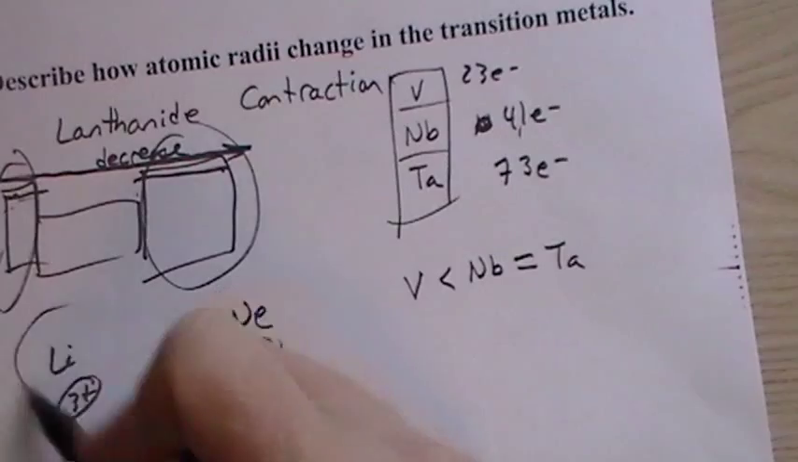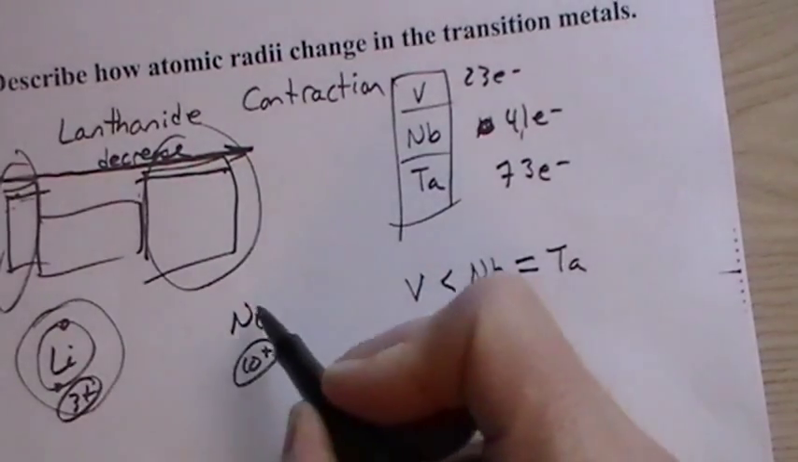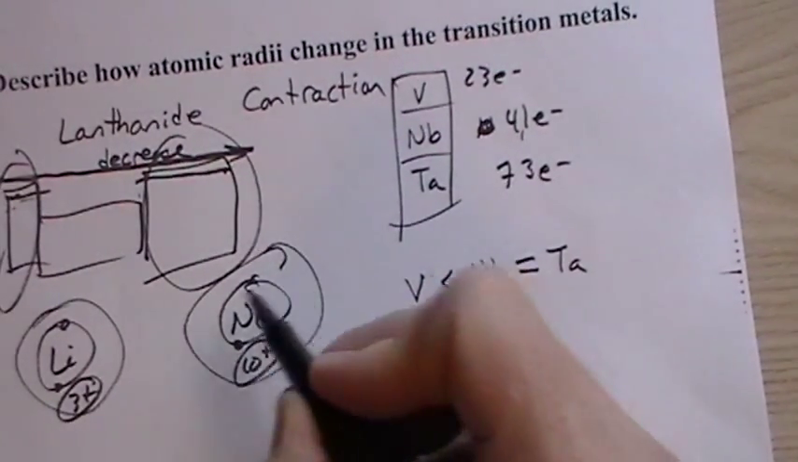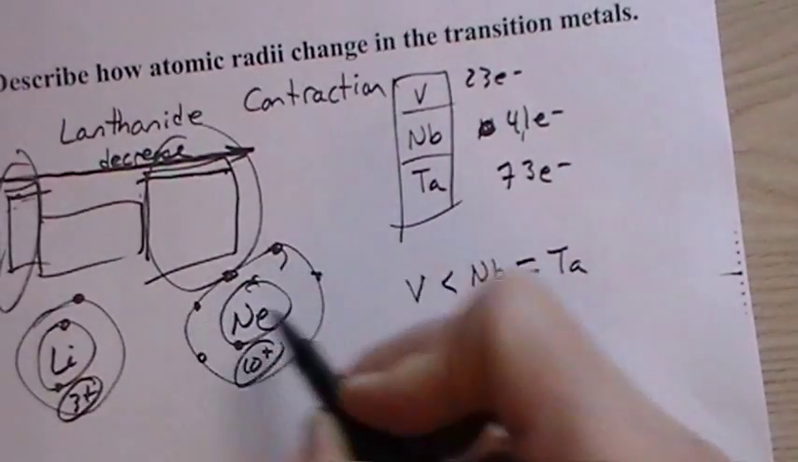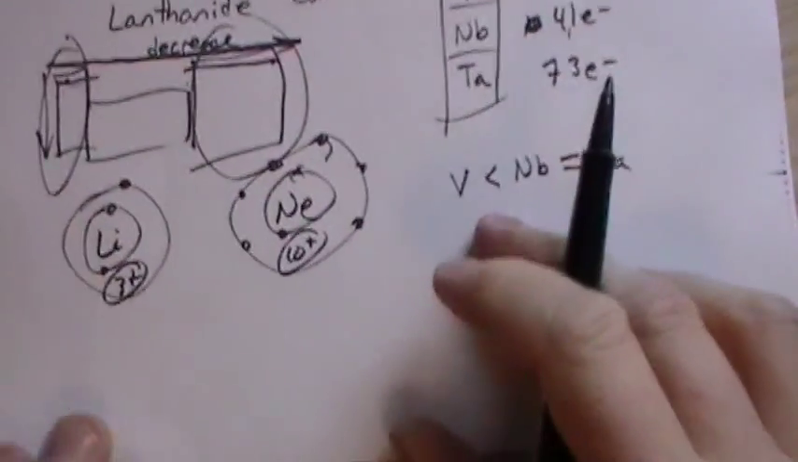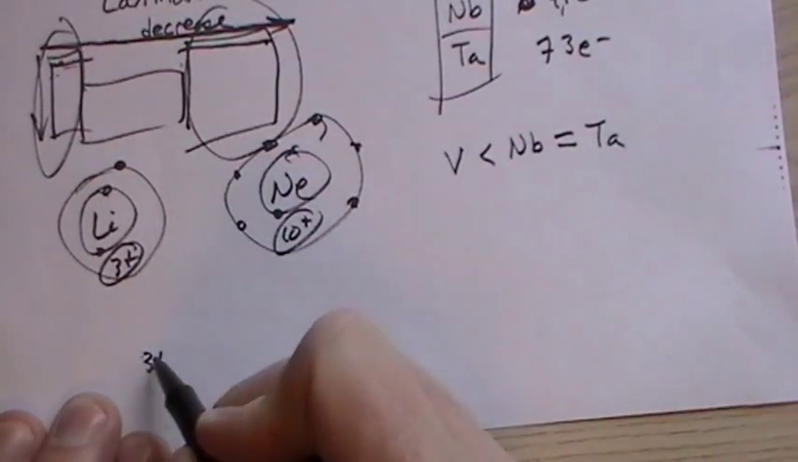All of the electrons, they each have 2 core electrons. Lithium has 1 outer electron. Neon has 8. I'm doing a really bad job here. Let me just do this here.